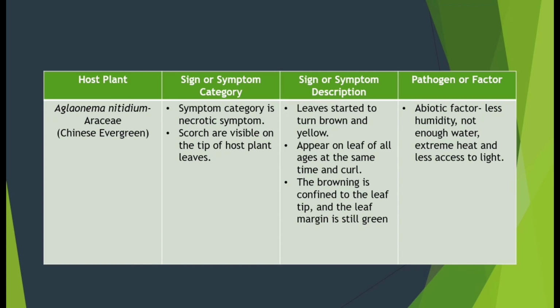The factor of this symptom is an abiotic factor. It is because of less humidity, not enough water, extreme heat, and less access to light.